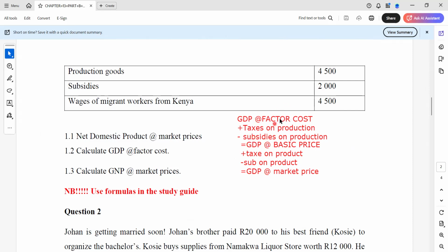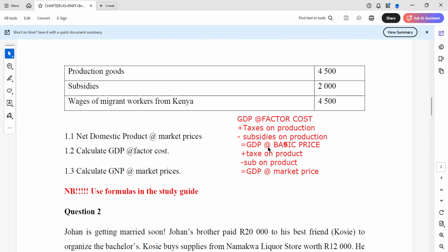Okay, so now from GDP at factor cost, from the factory, you add taxes on production, you minus subsidies on production, right? Because it's still in the production process. Then these products go away to the shop, right? When they reach the shop, they're at basic price, because they haven't added anything to this price. It's just a basic price.